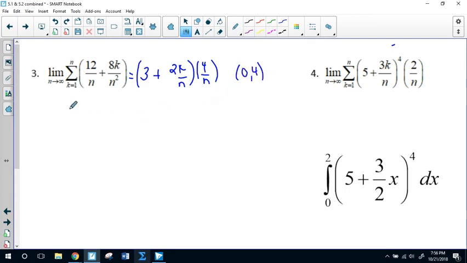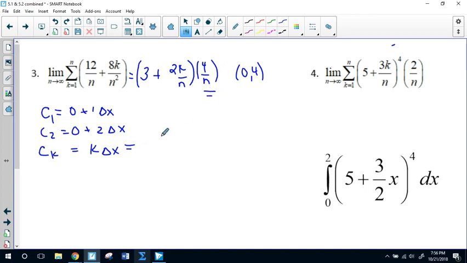Okay, so now again, I'm going to work backwards. And I'm doing this in a lot of steps. You could probably streamline this as you get better at it. So left bound is 0 plus 1 delta x. C sub 2 would be 0 plus 2 delta x. C sub k is then k delta x, but delta x is 4 over n. So it's 4k over n.